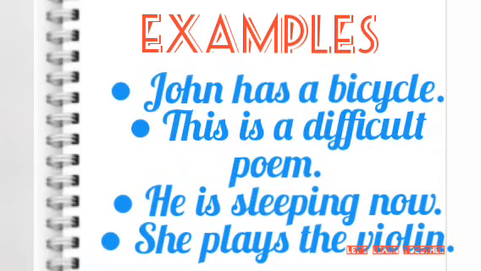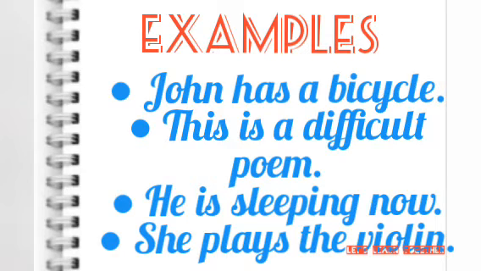So let's see the example. John has a bicycle. This is a difficult poem. He is sleeping now. She plays the violin. All these four sentences simply say or state something about the subject. So that is known as a declarative or assertive sentence.